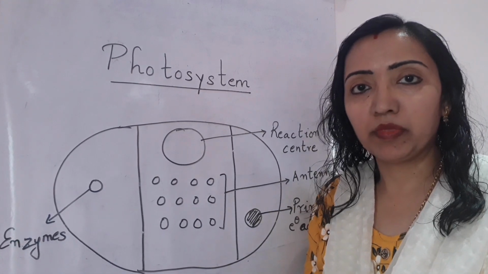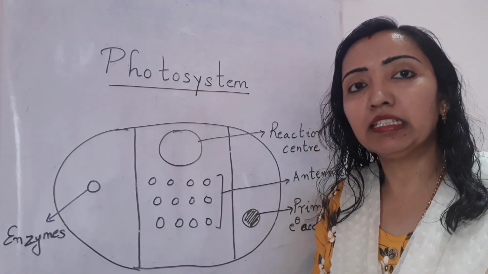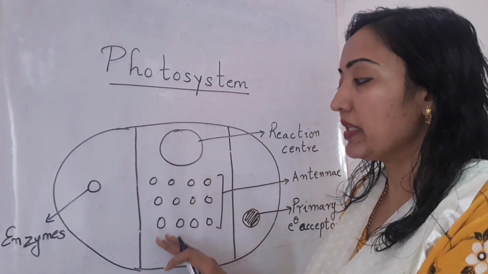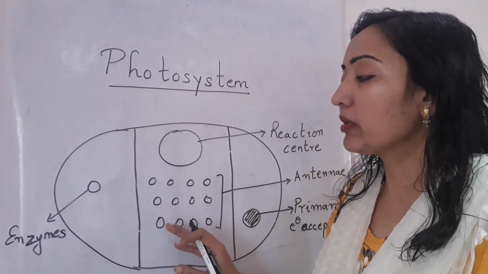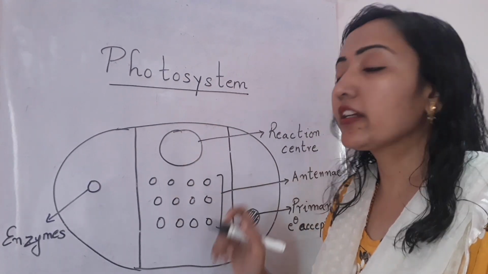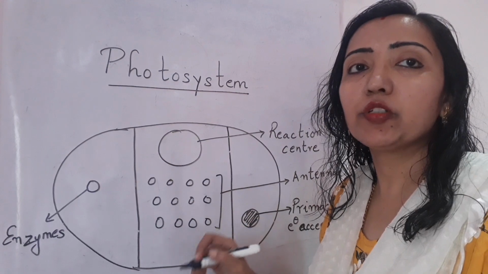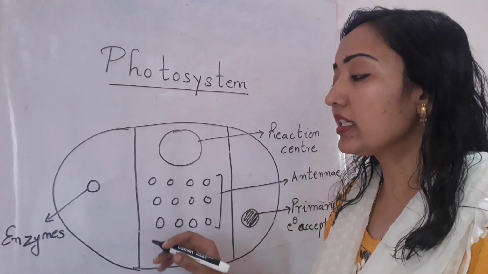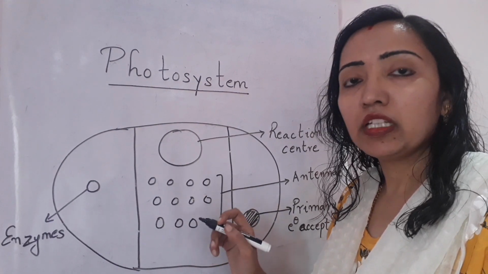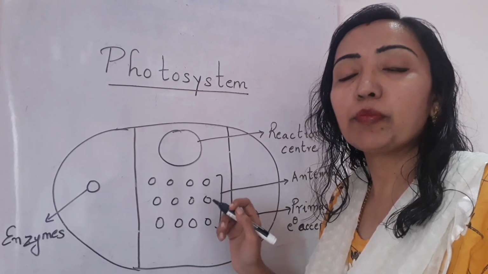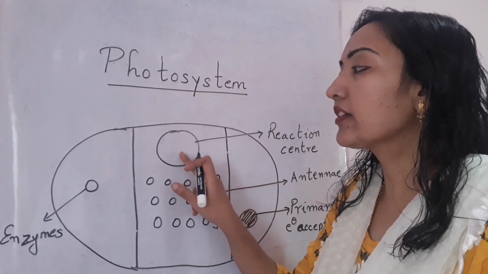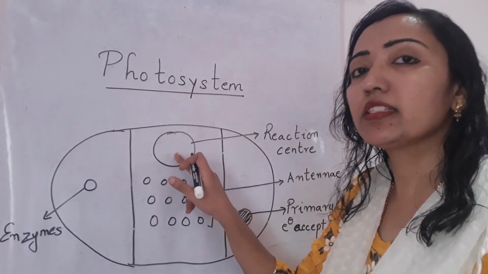Structure of photosystem. In the last class itself we have seen it. Let us revise once more. A photosystem consists of many pigments. One pigment absorbs light energy and the electron is excited, and the electron is given to another pigment which has higher wavelength and less energy. And finally the electron is given to the reaction center.